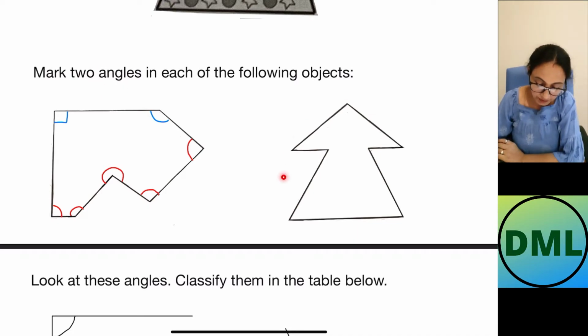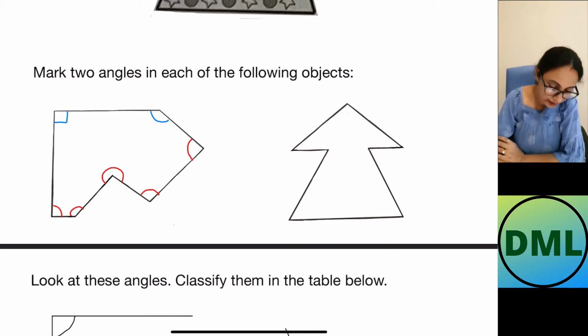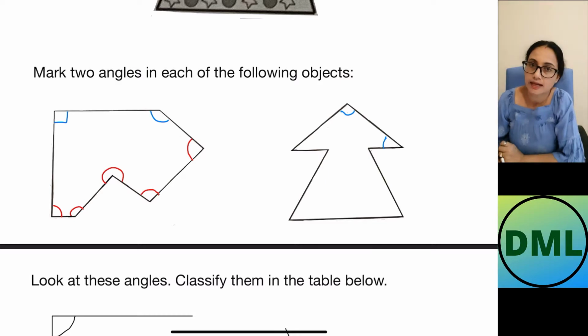Let's see the next figure we have. I need to mark any 2 angles. Let's mark any 2 angles here. So I'll mark this angle and this angle. There are 2 angles I picked, but there are other angles also.